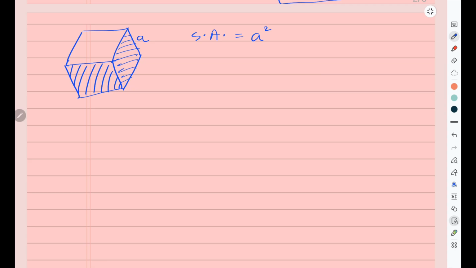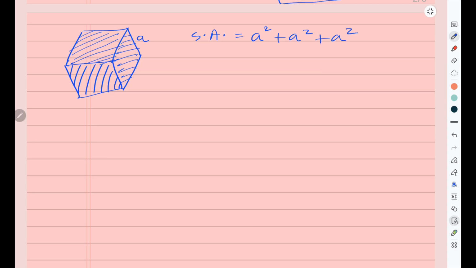Let us take a very simple shape, which is a cube, okay? So let us say that one of its sides is a, then all the sides will be equal to a, isn't it? In that case, what will be its surface area? Its surface area will be this area, which is equal to a square, because this is a square, and then this area, again a square, and then this area, which is again a square, okay?